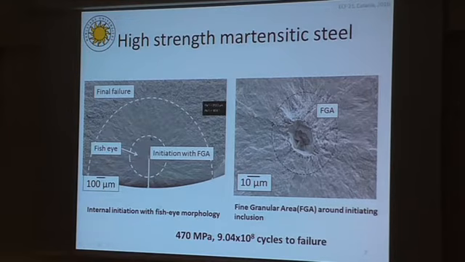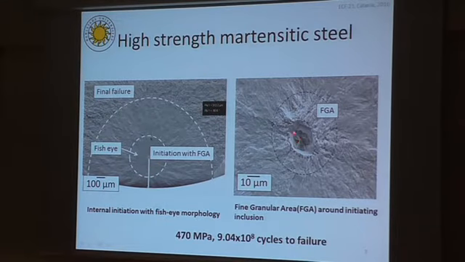In the high strength martensitic steel, all the fatigue crack initiation occurred from internal inclusions. Here in this picture, one can see an overview of the fracture surface for this specimen that failed after 9.04 times 10 to the power 8 cycles at this stress level.